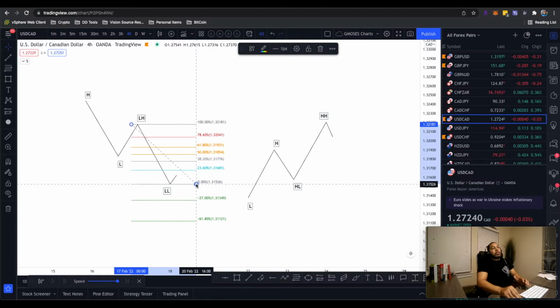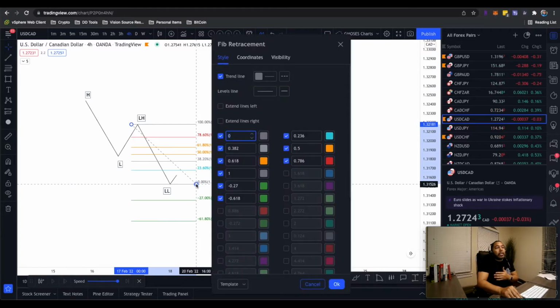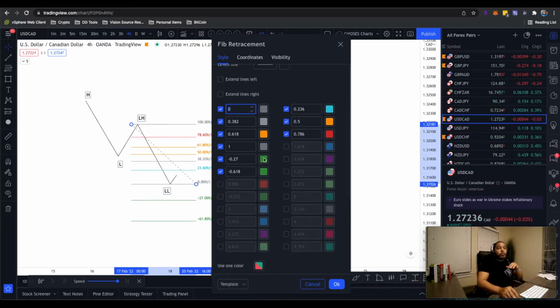Now we have these different levels on our Fibonacci retracement tool, but let's click on it so we can actually see the levels. As you can see, we have 0, 0.382, 0.618, 1, negative 27, negative 61.8, 23.6, 0.5, and 0.786. I'll explain what all of this means once we get back to the charts.